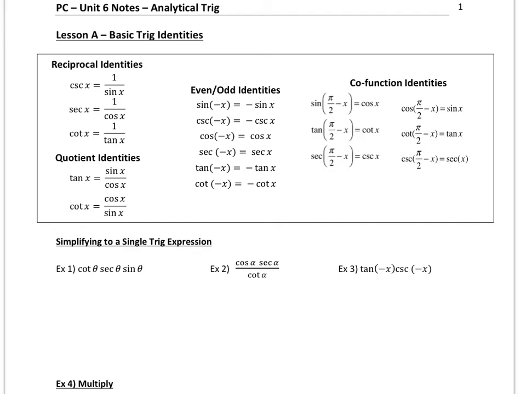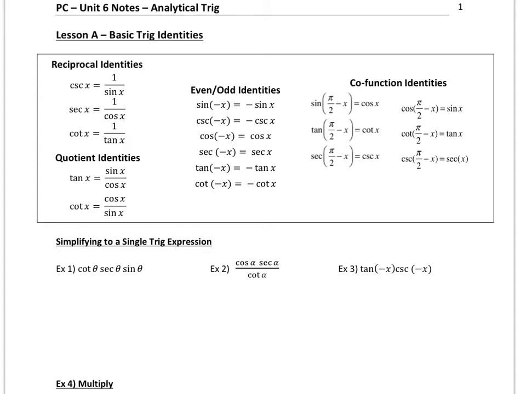Okay, these are the basic trig identities that we're going to look at in Lesson 6a here, and this unit is all about analytical trig, which gives us the opportunity to dive in really deep and understand how these functions work and behave. And we're going to explore some applications with these functions throughout the course of this particular unit, but at the same time we also need to focus in on knowing the identities downright cold.